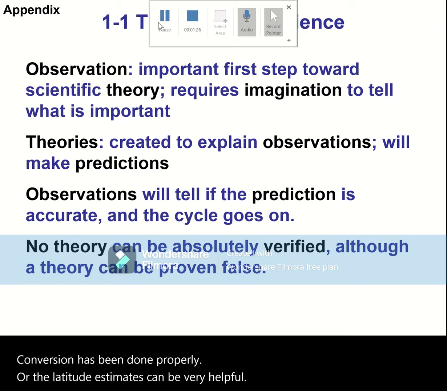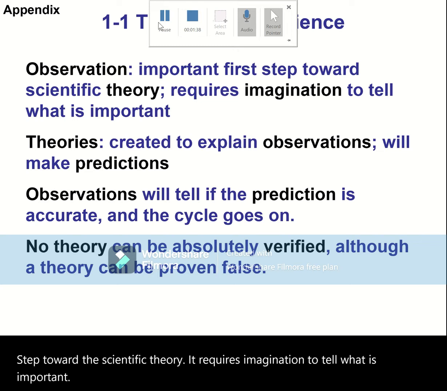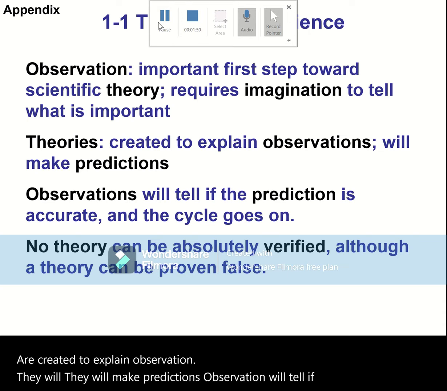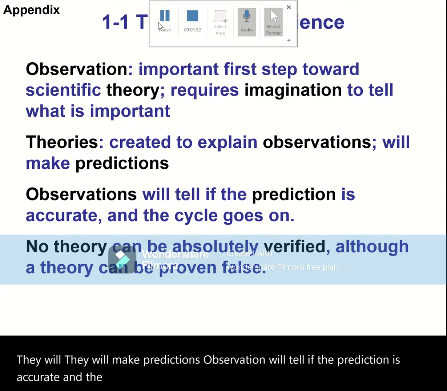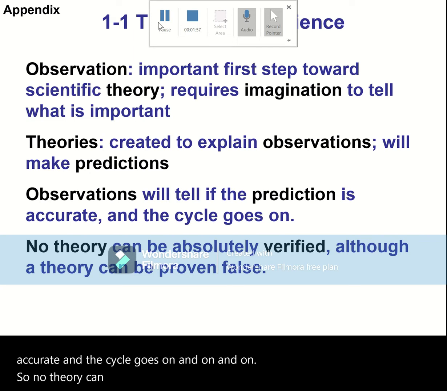Here, observation is the first important step toward a scientific theory. It requires imagination to tell what is important. And theories are created to explain observation. They will make predictions. Observation will tell if the prediction is accurate. And the cycle goes on and on. So no theory can be absolutely verified, although a theory can be proven false.